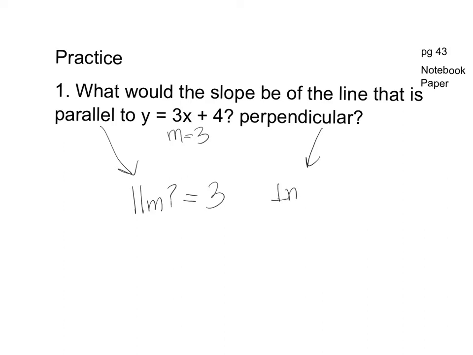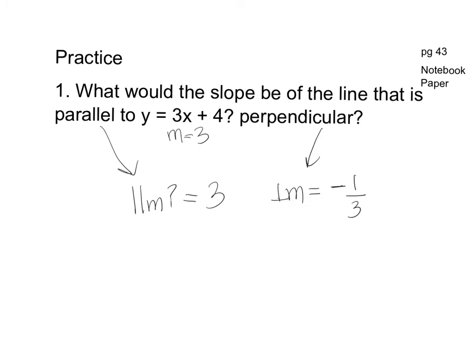Perpendicular slope would be the negative reciprocal or opposite reciprocal. 3 is a positive number. So what's the opposite of a positive number? And that would be a negative number. And then the reciprocal means to switch the numerator and the denominator. 3 over 1. And if you switch the numerator and the denominator, you'll have 1 over 3. So the perpendicular slope would be negative 1/3.